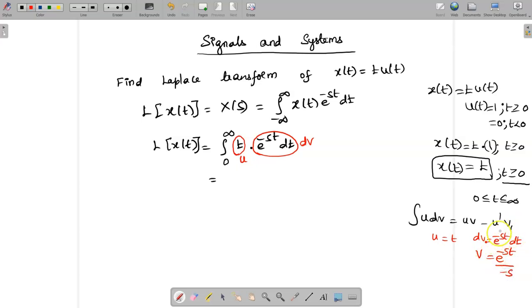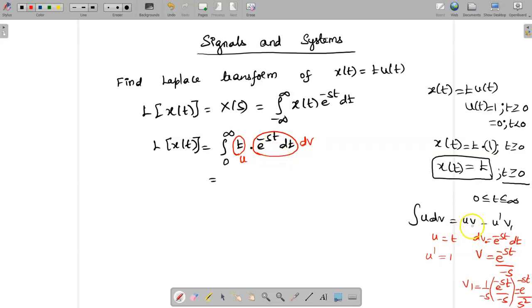Again v1: one more time we have to integrate this value. So already I have the constant 1 by minus s, keep it aside. Integrate e power minus st, again e power minus st by minus s. So v1 is e power minus st by s square, minus into minus is plus, s into s is s square. And u dash I need to find out. I have to differentiate u, so differentiation of t is nothing but 1.